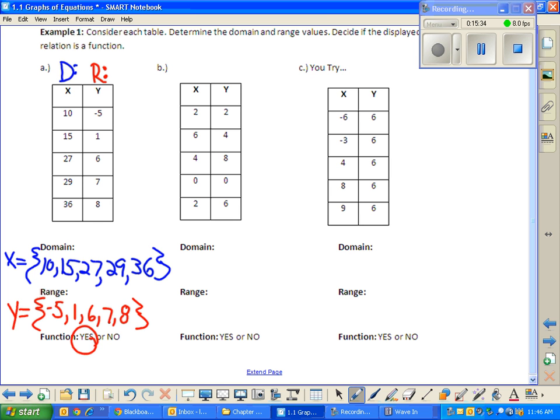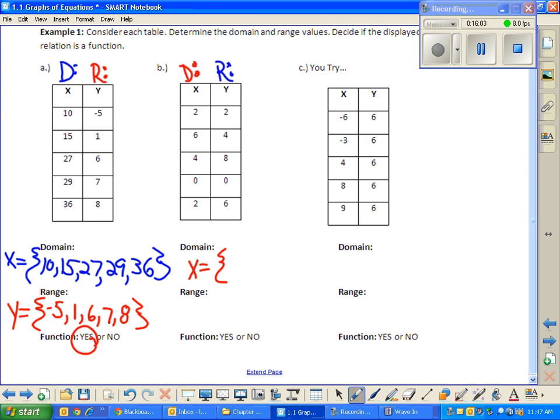Now let's do it again. In part B, again, you're asked to identify the domain, which is your possible values of x, and then your range, which is your possible values of y. So I go ahead and I list out my domain values, possible values of x, and I always go from smallest to largest. If a domain value repeats, you need only list it one time.